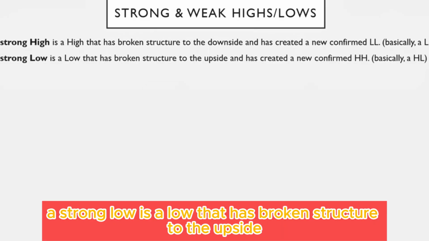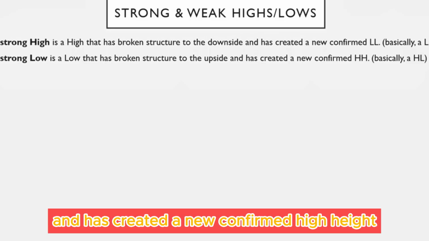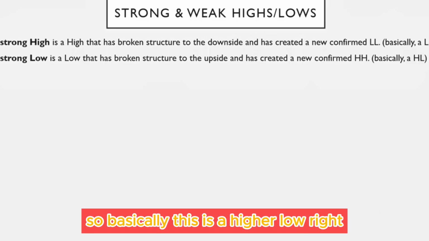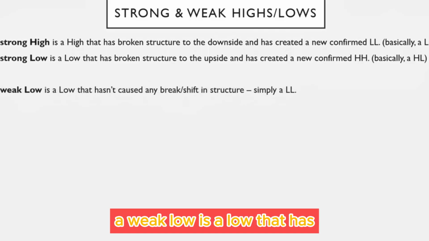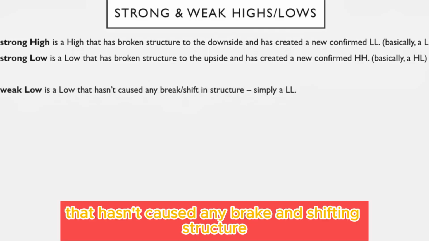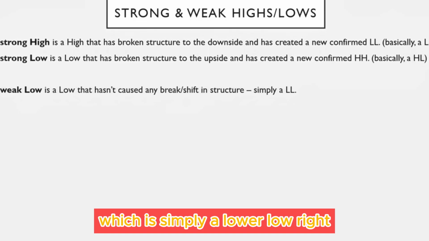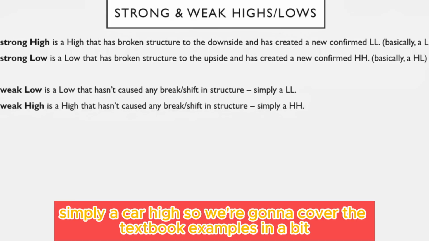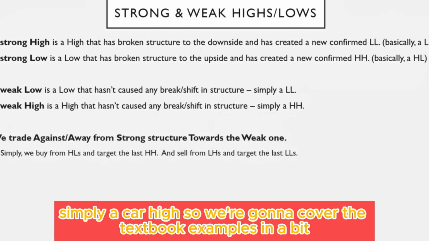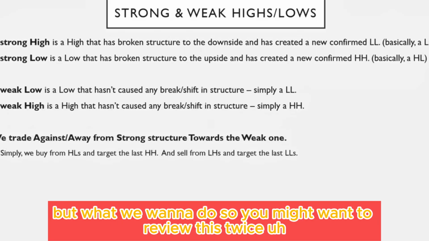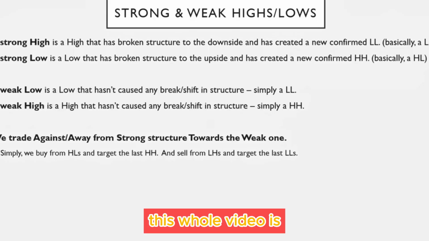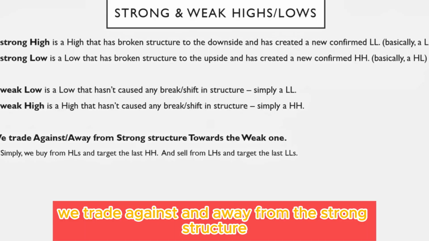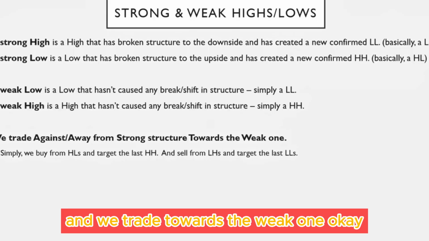Okay? A strong low is a low that has broken structure to the upside and has created a new confirmed hard high. So basically this is a hard low. Right? A weak low is a low that hasn't caused any break and shift in structure, which is simply a lower low, right? And a weak high is a high that hasn't caused any break and shift in structure, simply a far high. Okay, so we're going to cover the textbook examples in a bit, but what we want to do, so you might want to review this whole video twice, is we trade against and away from the strong structure and we trade towards the weak one.